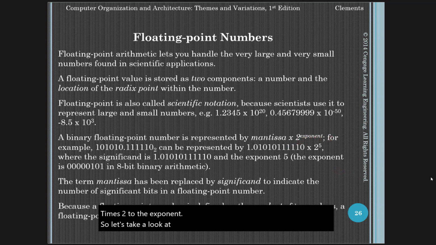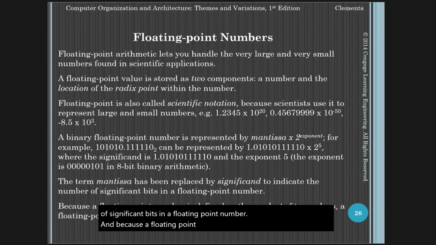So let's take a look at this notation. If, for example, we have this number, right here. It could be represented like this, where the significand, right, and the exponent of 5, which is our 8-bit binary arithmetic, right? And these days, right, the term mantissa has been replaced by significand. Again, don't get tripped up on the terminology, to indicate the number of significant bits in a floating point number.